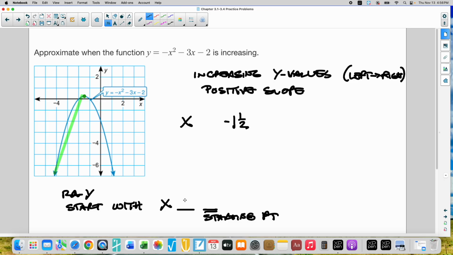And this inequality is going to be the side. So what side is my green? It's to the left. So we're going to do less than, because those values are less than -1.5. Those are the x values that are increasing. Okay, that's the answer right here.